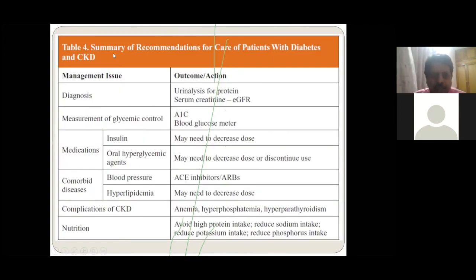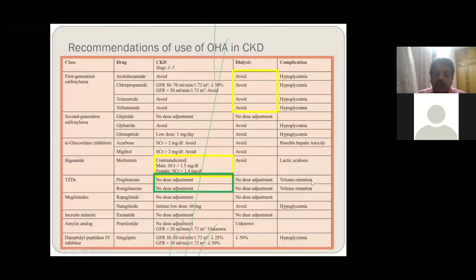To summarize, the diabetes, again, you have to diagnose early. Urine excretion of the protein and the serum creatinine calculation of the GFR is important, because all drugs which are used in CKD have to be monitored. The HbA1c and the sugar have to be monitored. Insulin is one of the best drugs to use, but oral hypoglycemics also can be used. We have to titrate it and use the drug accordingly. Blood pressure, ACE inhibitors and ARBs are best, and the hyperlipidemia also has to be taken care of. And nutrition is an important factor: reducing the sodium intake, potassium moderation, and reducing the phosphate also help. Anemia management is important and has to be there.